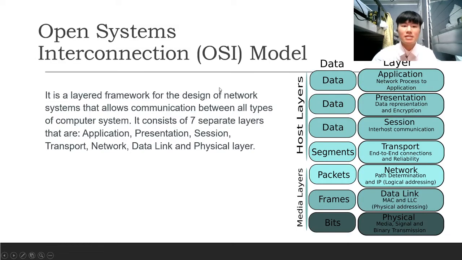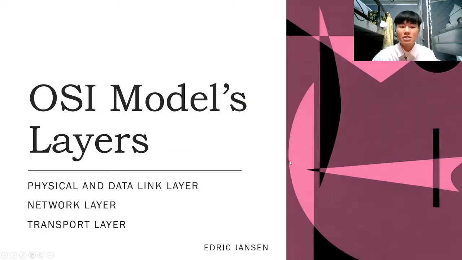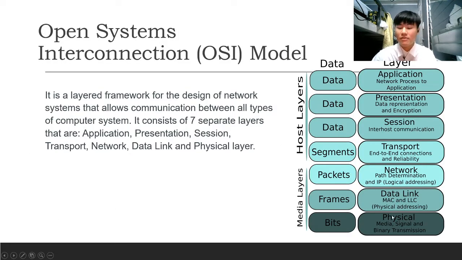First, it's Open System Interconnection, which is OSI. It is a layered framework for the design of network systems that allows communication between all types of computer systems. Here we can see it consists of 7 separate layers. The lowest ones are the physical layer, data link layer, and then the network layer, transport layer, session layer, presentation layer, and the highest is the application layer. So for this presentation I will be explaining from the lowest physical layer until the transport layer.